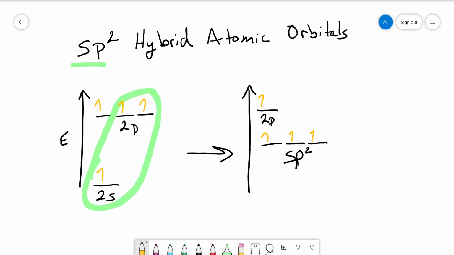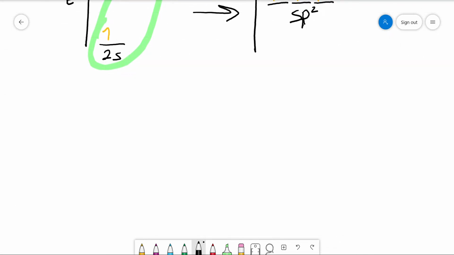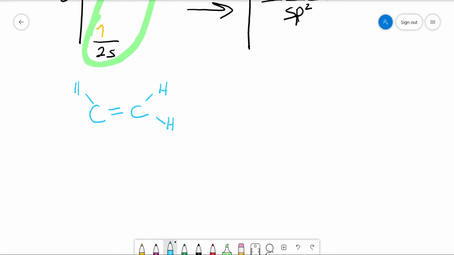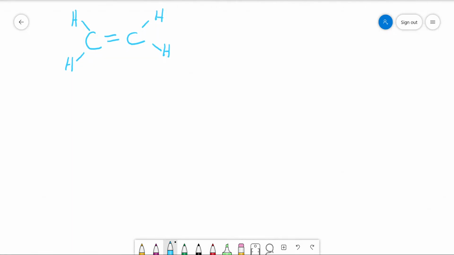So let's look at the bonding in an sp2 hybrid, or we're going to draw the bonding picture. So we're going to do C2H4. C2H4, and what that looks like is a double bond between the carbons and two hydrogens bonded to each carbon. Okay, and what we're going to see here is where that double bond comes from. That's the key to this sp2 hybrid, is we get to see how the double bond is formed.